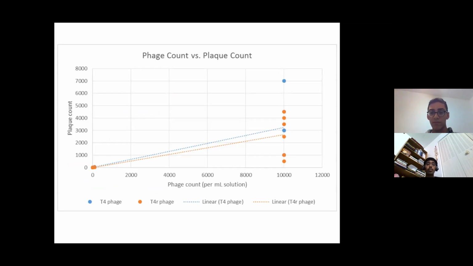The data gathered was put through a linear regression t-test with the null hypothesis H0 equal to 0 and the alternative hypothesis HA greater than 0. The p-value was extremely low for both T4 and T4r phages, and so we could reject our null hypothesis.